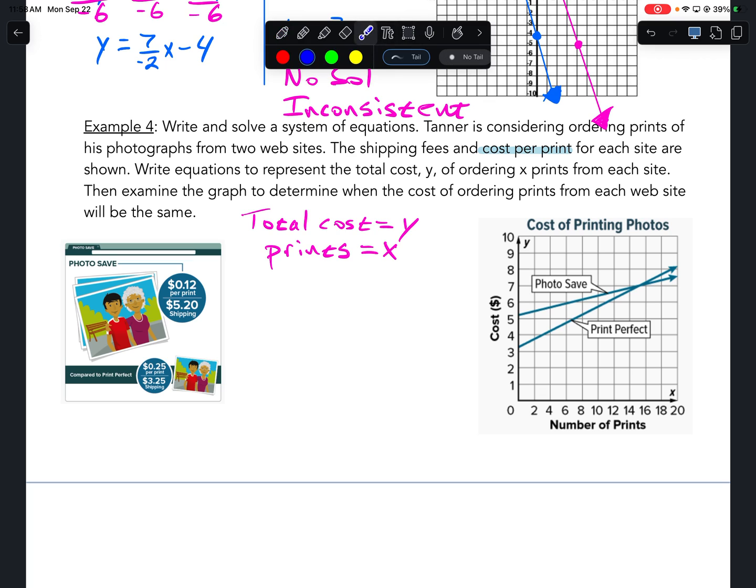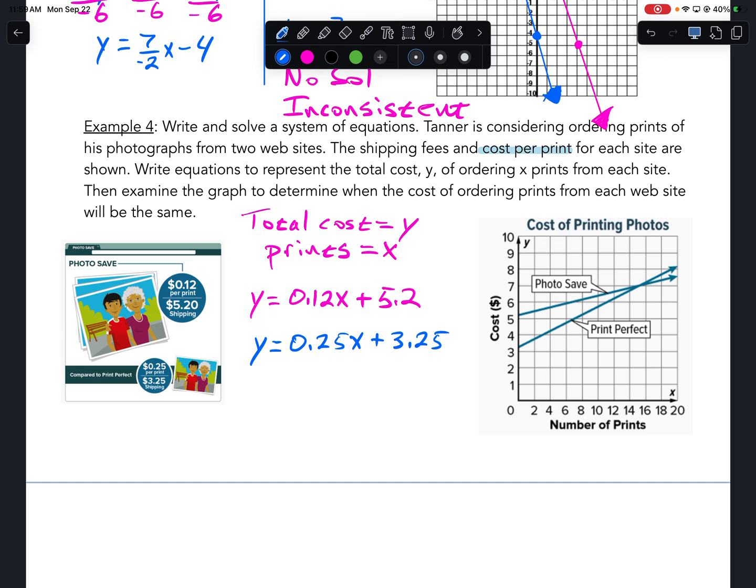So we're going to look at this little picture over here to determine, right? So it's 12 cents a print. So we can say Y equals 0.12 X plus 5.20. If you don't like the decimals, you can just multiply it all by 100 and you get 12x plus 520. Totally fine if you don't like the decimals, but it doesn't really matter. Then our second equation is y equals 0.25x plus 3.25.